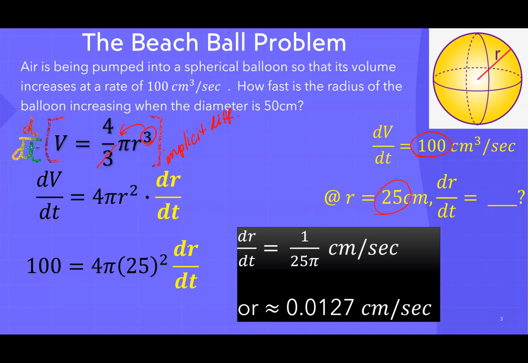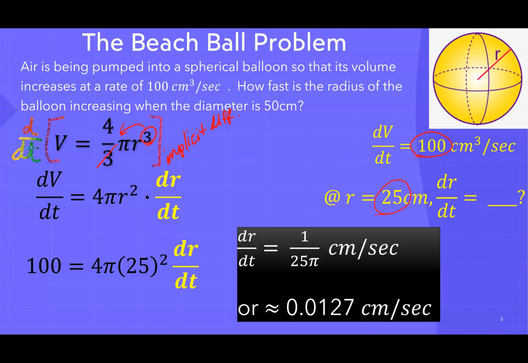I can visualize that when the radius is already at 25 centimeters, if you keep blowing air into this balloon, the volume is increasing at 100 centimeter cube per second, and the radius is increasing at 0.0127 centimeter per second. That's what it's saying.